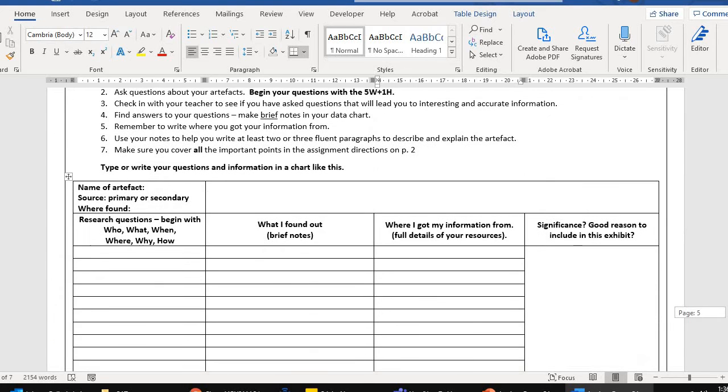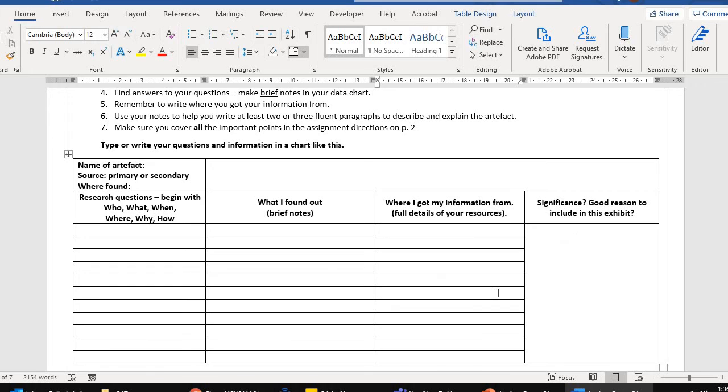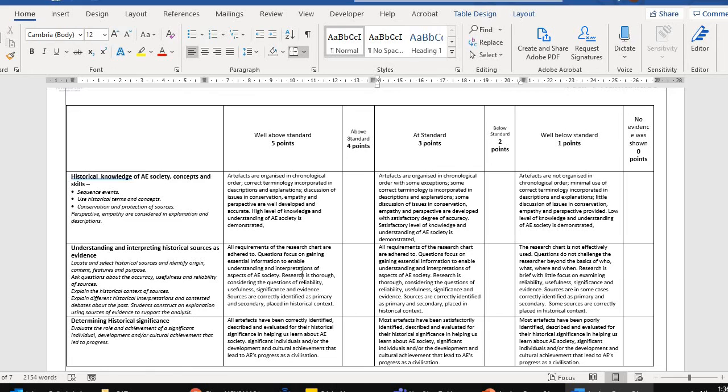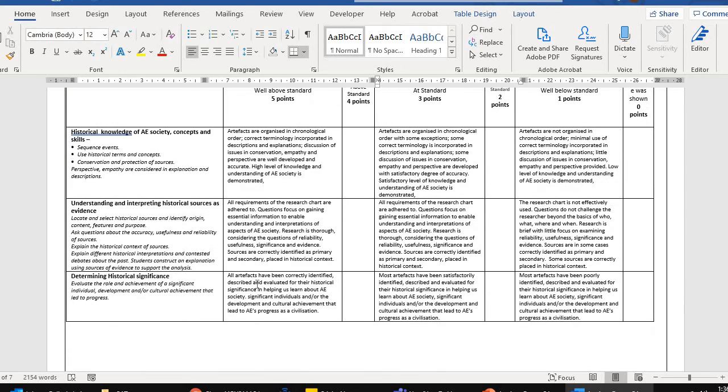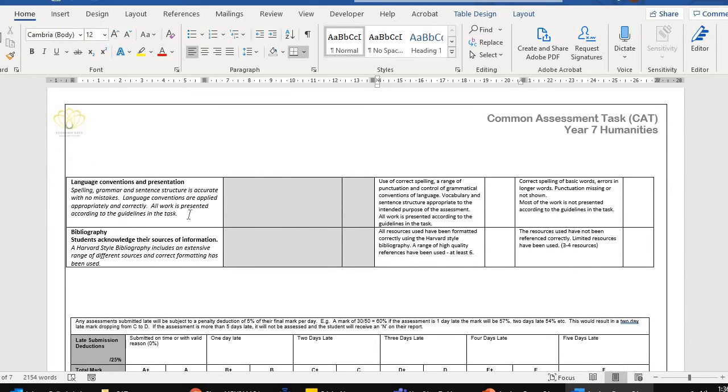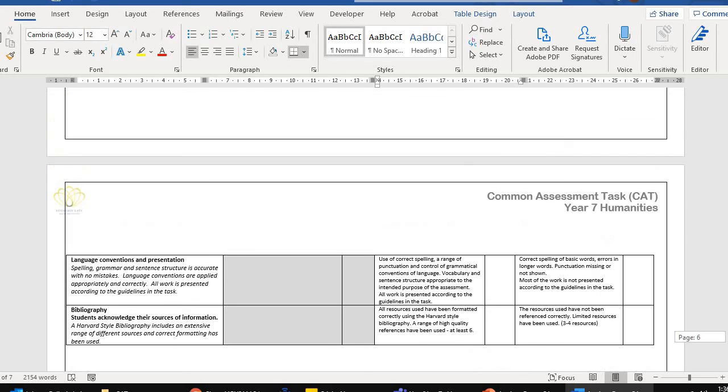So this thing here, you need to fill it in. It is marked. So you need to make sure that you have it and that you've answered the questions carefully. So all artifacts have been correctly identified, and you've got everything that you need for that. And then you've got to make sure that you don't have any spelling mistakes. Make sure that you press spell check, and that you've got your bibliography. I'll do another video which explains how to do a bibliography.